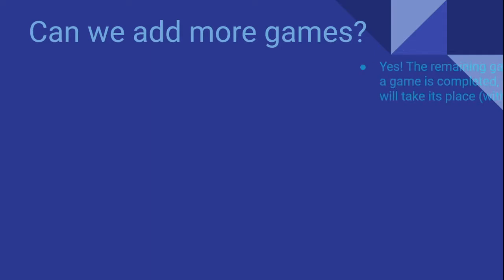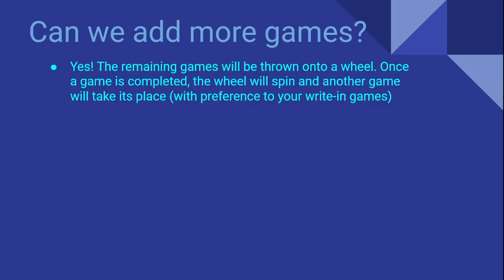Is there the option to add more games? Yes. The remaining games are going to be thrown onto a wheel, which is already set up. Once a game is completed, the wheel will spin and another game will take its place. And the write-in games that don't get selected initially are also going to be part of that wheel, and they will take priority. I'll just have an extra instance of them on the wheel, because you guys are the ones taking the time out to suggest games for me, so that should definitely get some priority.